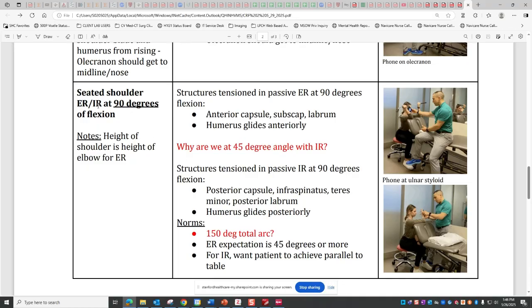Seated shoulder external rotation and internal rotation at 90 degrees of flexion. Height of the shoulder is height of the elbow for external rotation. That is correct. Structures tension passively into external rotation at 90 degrees, anterior capsule. Yep. And then I would also add in that JC uses this as a teres minor assessment.